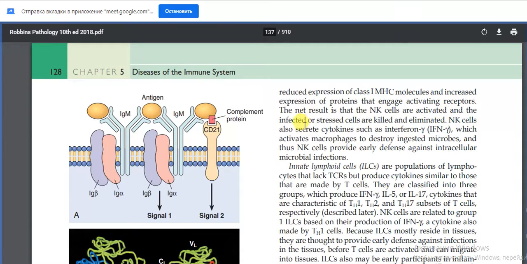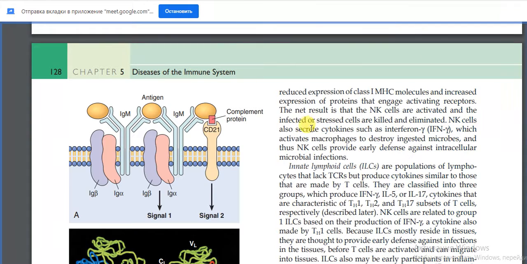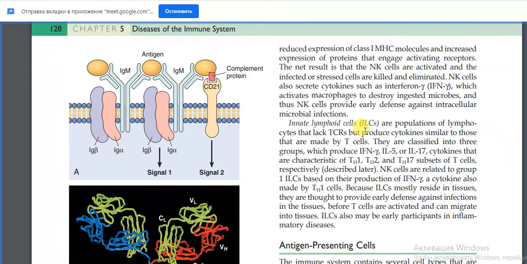NK cells also secrete cytokines such as interferon gamma. And you remember from the topic of inflammation that interferon gamma activates the classical pathway of macrophages, which cause the destruction of microbes or virally infected cells. So that's the main activity of NK cells. So you see, this NK cell function is clear.